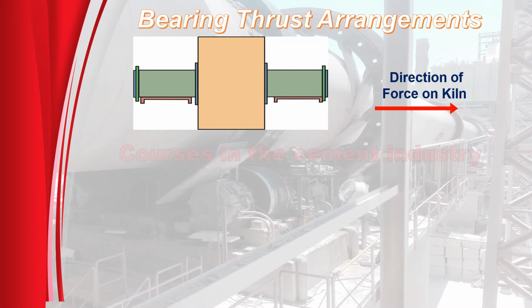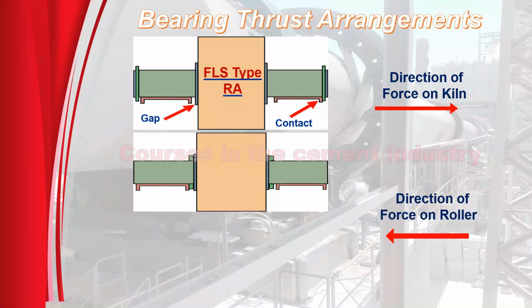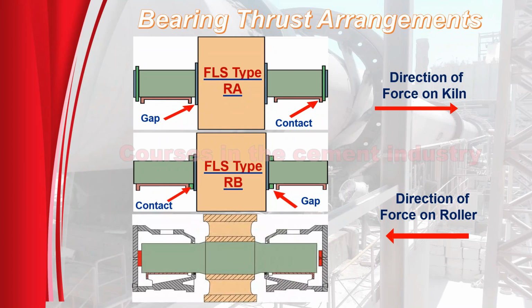supporting rollers, FLS type RA, this points, gap, and contact. If the direction of force on the roller is as shown in this figure, supporting rollers, FLS type RB, this points, gap, and contact. As shown in this figure, supporting rollers, Fuller, this points, gap, and contact.